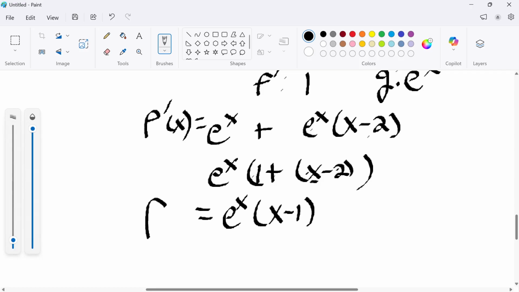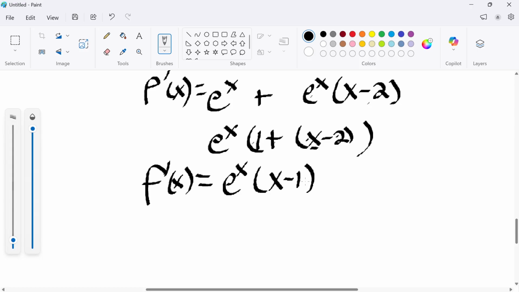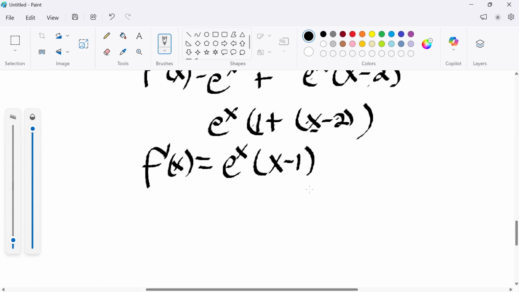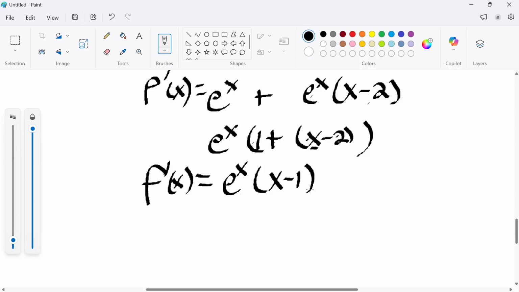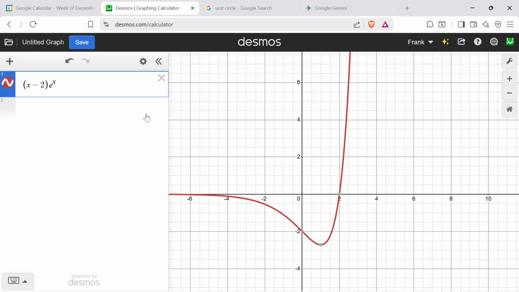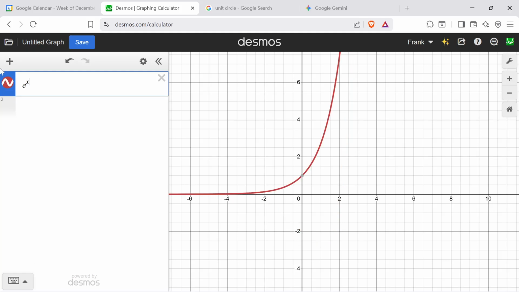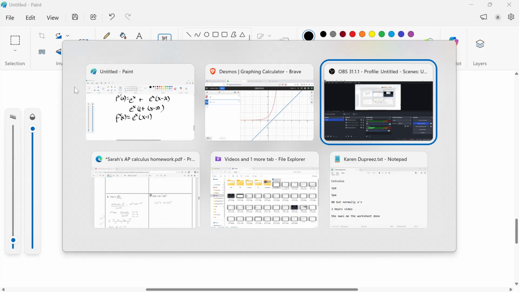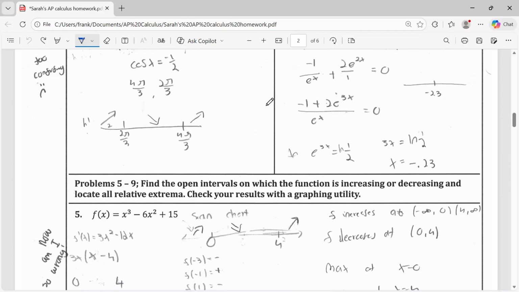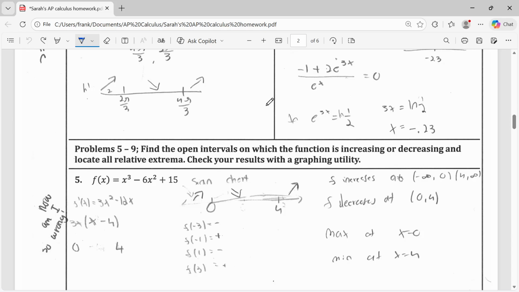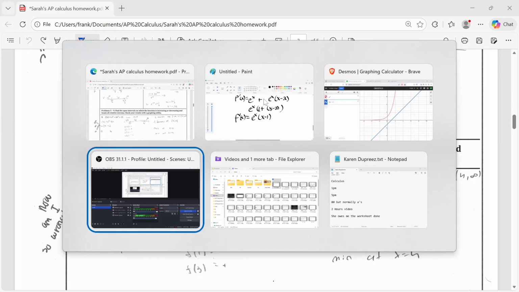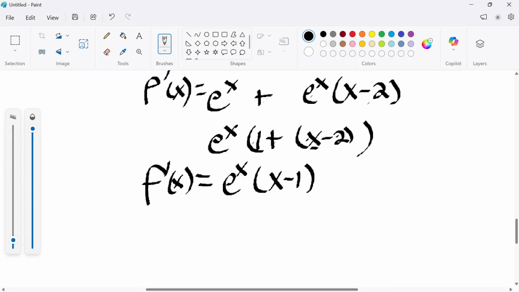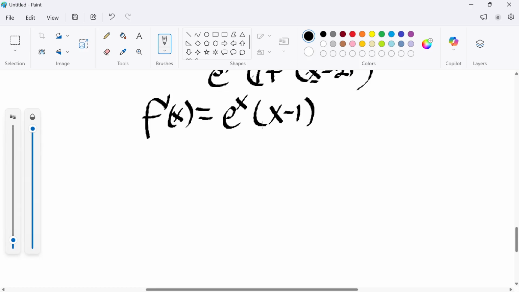And that's the derivative. Now this is continuous everywhere, for all values of x. I'll prove that: here's e to the x, and here's x minus 1. It's just continuous. And what does this question say? Find the open intervals where the function is increasing or decreasing. Check results with a graphing utility. Since it says check your results with a graphing utility, I can use a calculator.